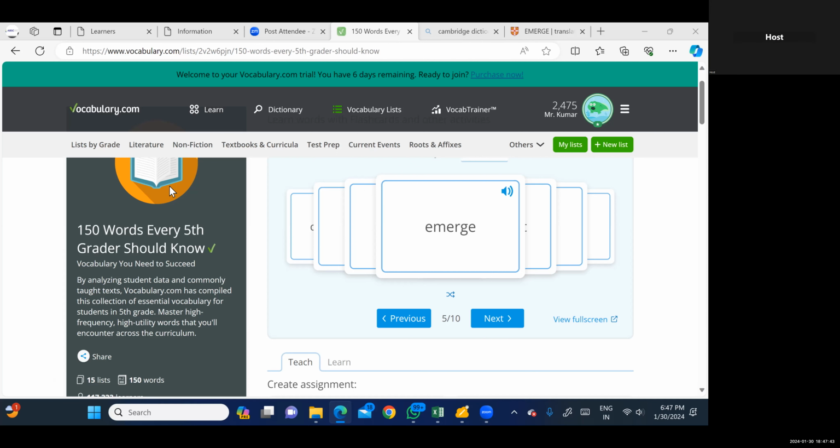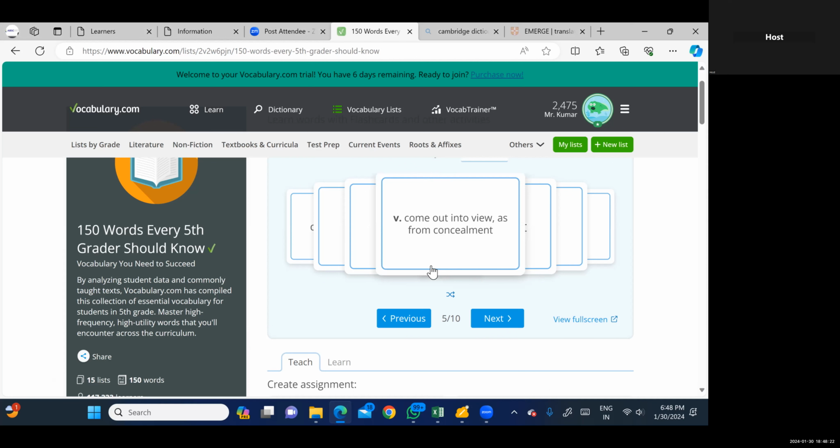Okay. What is the sentence? Give me a sentence. Samika, meaning of emerge? To appear, or come out from somewhere. Okay. Very good. Angelina? Appear or come out from somewhere. Okay, good. Let's see the meaning.